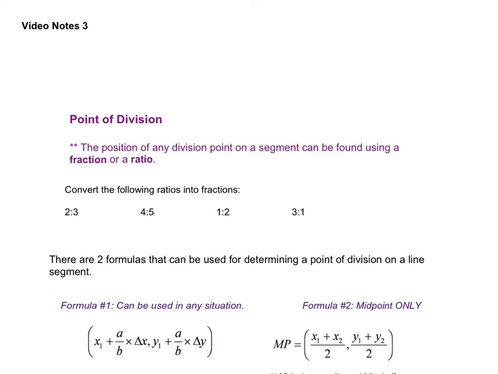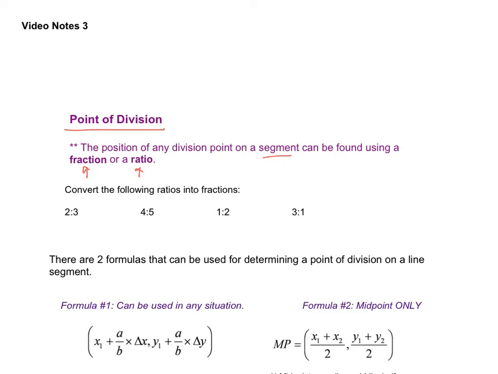The next formula we're going to look at when we're dealing with lines is point of division. The point of division formula gives the position of any division point on a segment, so on a line, that can be found using a fraction or a ratio. Right now we're going to convert the following ratios into fractions.